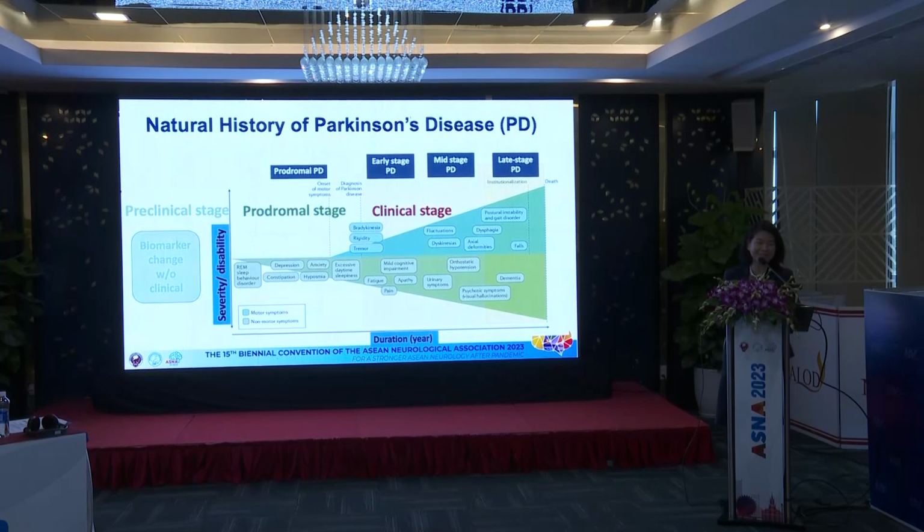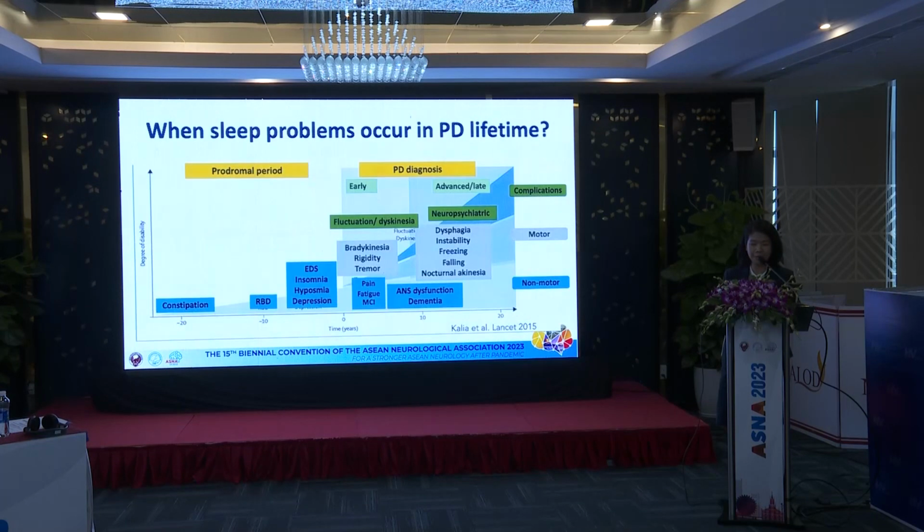Again, the third time of this slide, I showed the natural history of Parkinson's disease from the prodromal stage, and now we have the new proposed natural history that before the prodromal state, there is the preclinical state, which is the change of only the biomarker without the clinical presentation, as you have learned from the two previous speakers. When we focus on the sleep, when does sleep disorder occur in the PD lifetime? The answer is that it occurs in every stage of Parkinson's disease. From the prodromal state, as you will see, RBD or REM sleep behavior disorder can be found more than 5 to 10, sometimes more than 20 years before the onset of motor symptoms.